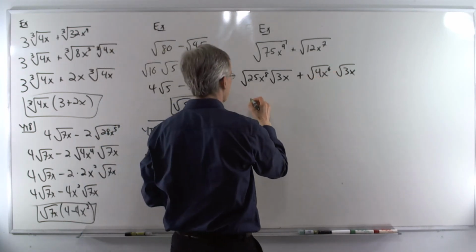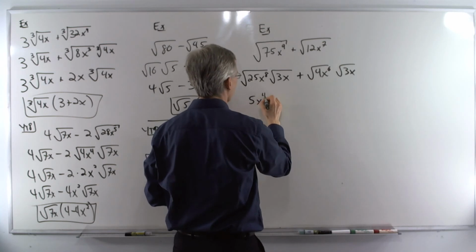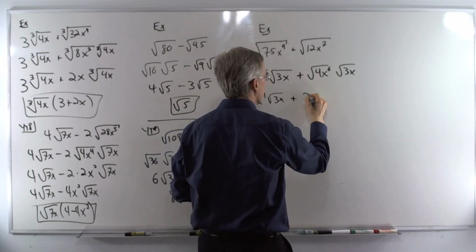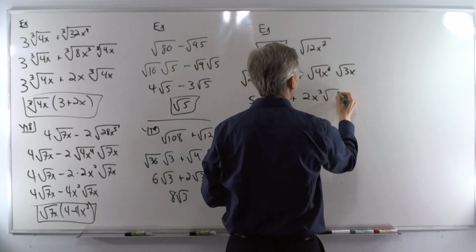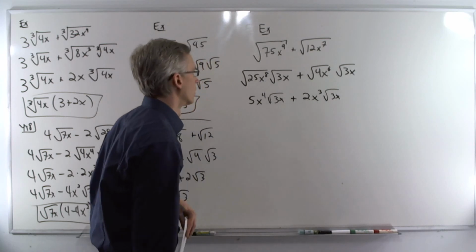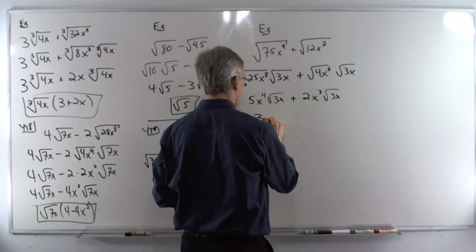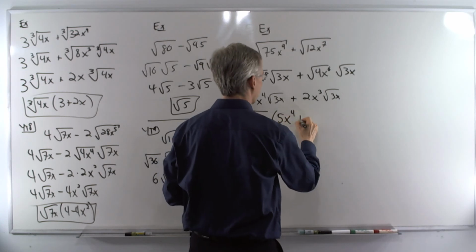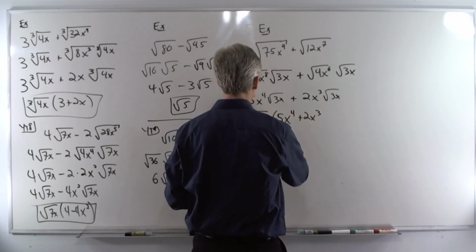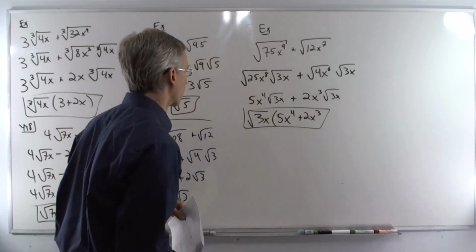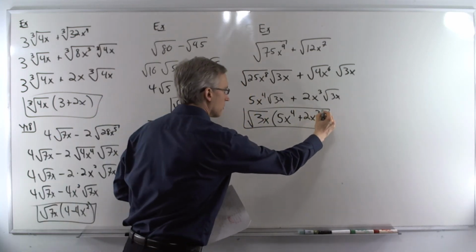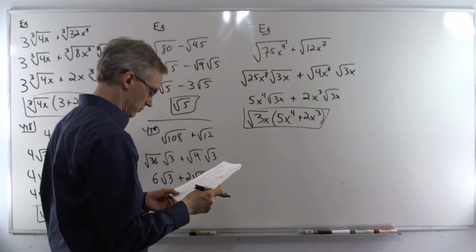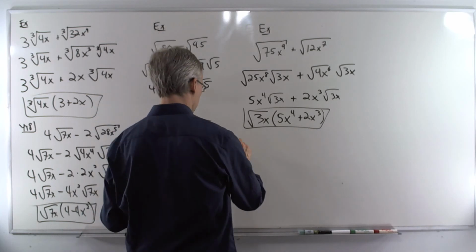To evaluate this, we get 5x to the 4th power times the square root of 3x, plus, over here we get 2x to the 3rd power times the square root of 3x. Factoring out the square root of 3x, that gives us 5x to the 4th plus 2x to the 3rd. Your turn, number 10.